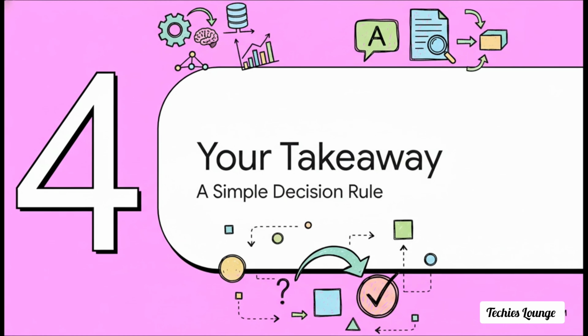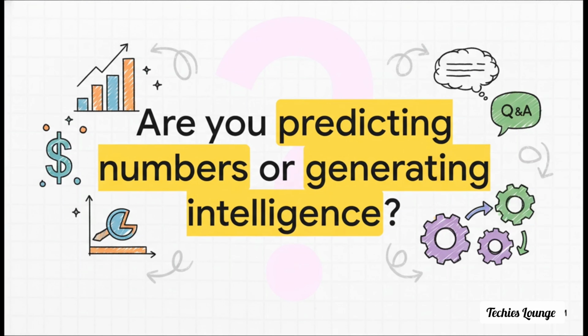So, after all that, how do you decide which ops you actually need for your project? Let's distill all of this down to a single, simple, actionable takeaway. It really all comes down to this one question. You just have to ask yourself, is the core job of my system to predict numbers, like risk or churn? Or is it to generate intelligence, like answering questions, summarizing text, or reasoning through a problem? Your answer points you directly to what you need.